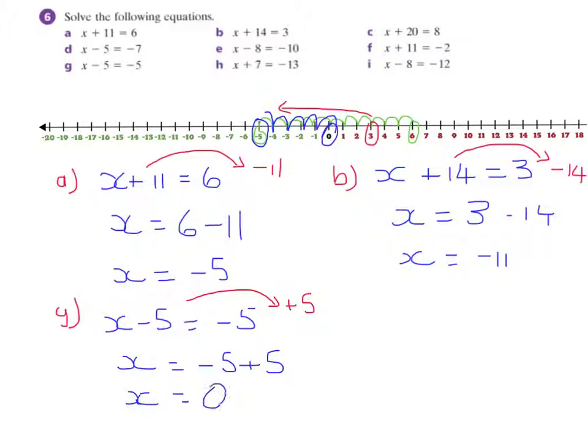So that was pretty easy, but you'll find for some of these, so for E, when it comes over to this side, it becomes a plus 8. So you're going to start at negative 10, and then you're going to plus 8 to it. So see how you go with those. Good luck.